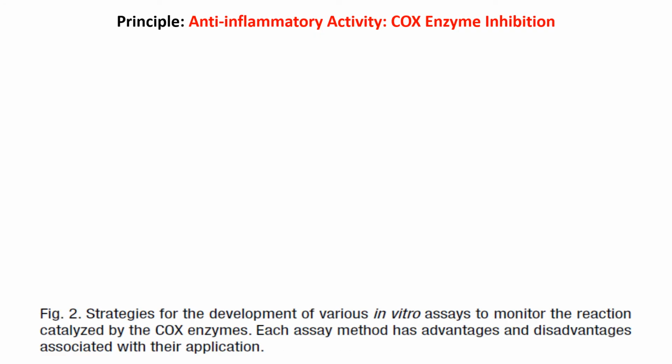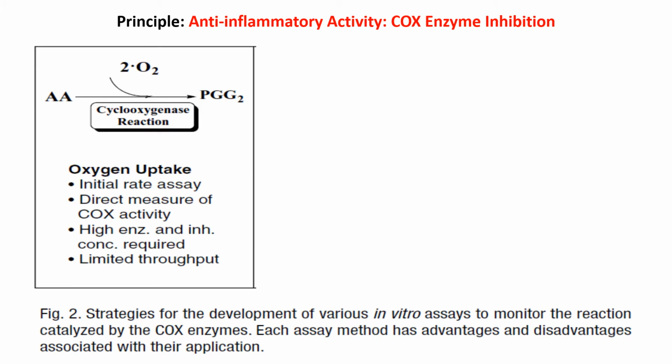The basic principle behind this method, or behind COX inhibition, actually there are various different mechanisms by which COX inhibition assay can be measured. The first is oxygen uptake, that means arachidonic acid is generally converted to PGG2 by this COX, and the oxygen that is taken up during this reaction is measured with the help of an oxygen electrode.